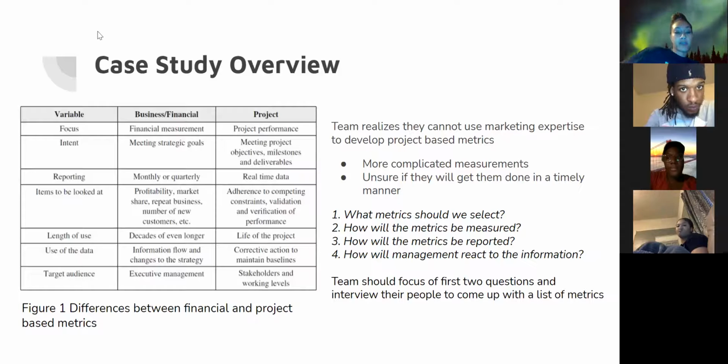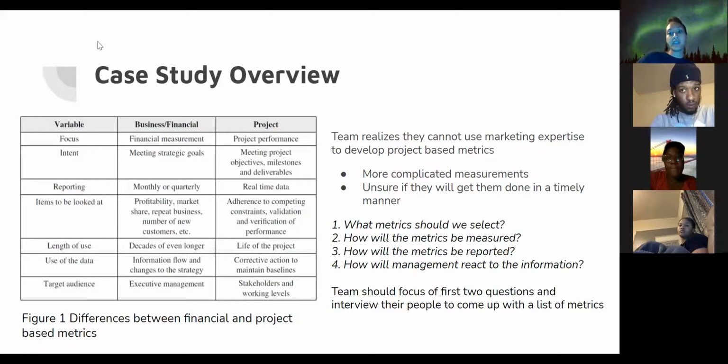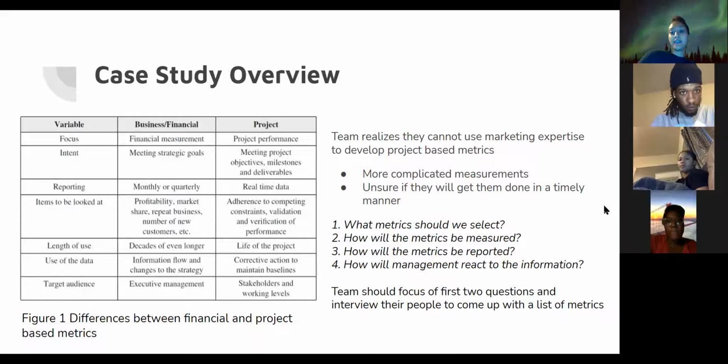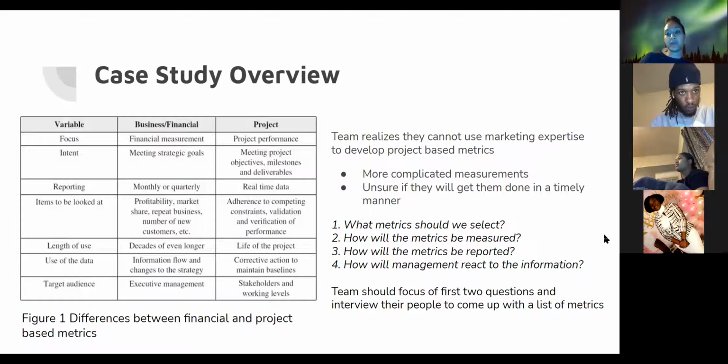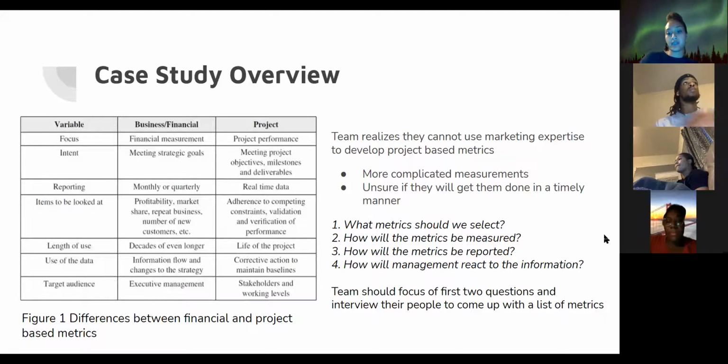So on the left, we have figure 1, which shows the differences between financial and project-based metrics. The team realizes they can't use the marketing expertise to develop project-based metrics because their metrics will be more complicated and they'll be unsure if they'll get them done in a timely manner. So they came up with 4 questions. What metrics should we collect? How will the metrics be measured? How will the metrics be reported? And how will management react to the information? So the team will focus on the first 2 questions and interview their people to come up with a list of metrics after this meeting.